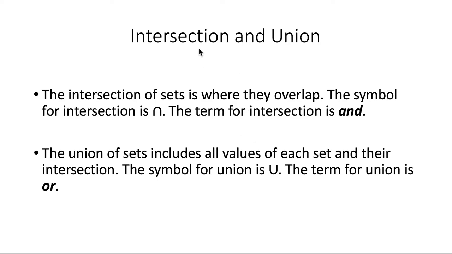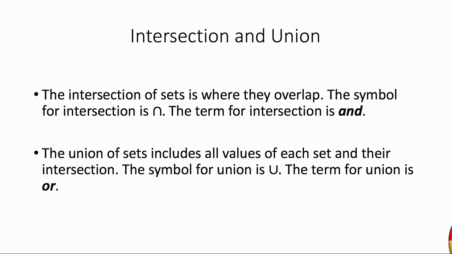It's about intersection and union. The intersection of sets is where they overlap. The symbol for intersection looks like this, and the term is "and." The union of sets includes all values of each set and their intersection. So the union is everything. The symbol for union looks like this, and the term is "or."